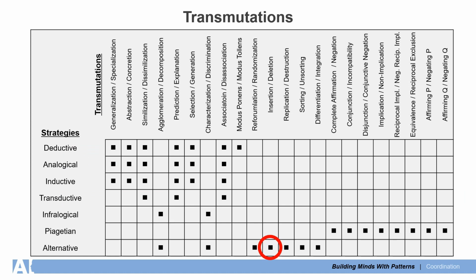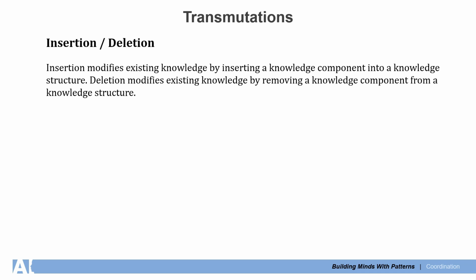Insertion and deletion are alternative transmutations. Insertion modifies existing knowledge by inserting a knowledge component into a knowledge structure. Deletion modifies existing knowledge by removing a knowledge component from a knowledge structure.